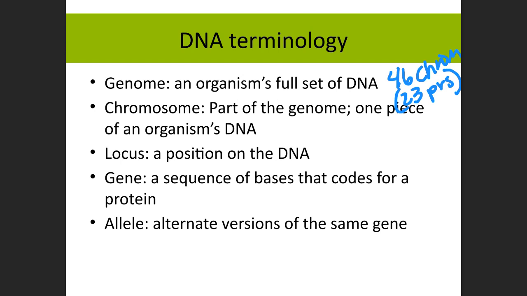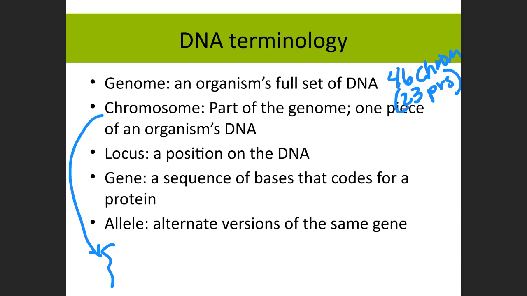You have your genome inside every single cell, except for eggs and sperm, those have half of your genome, right? But in general, most cells in your body, somatic cells, have your whole genome in them. So you could take out any one cell and sequence your genome, and it should be the same in every single cell in your body. A chromosome is just part of that genome, right? So if we've got 46 chromosomes, one chromosome is one linear piece of DNA, right?